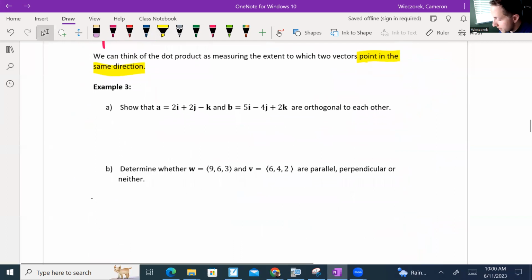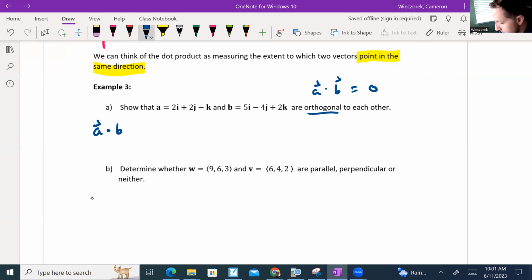So some problems might ask you to verify or show that two vectors are orthogonal to each other, in which case you have to go into the problem with a plan. If you're going to show two vectors are orthogonal, it means your goal is going to be to show that their dot product is 0. So as long as we can show that dot product is 0, we're done.